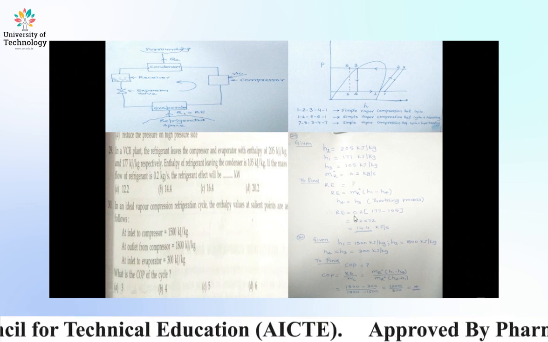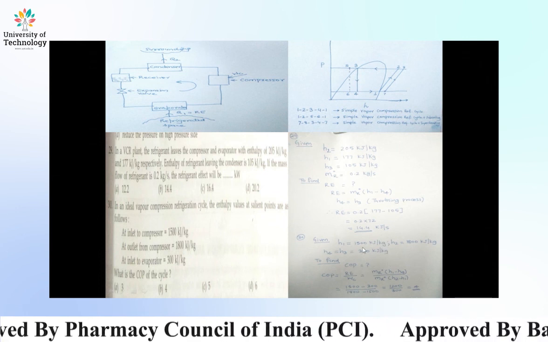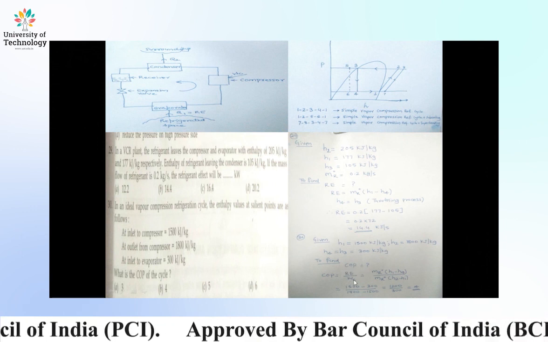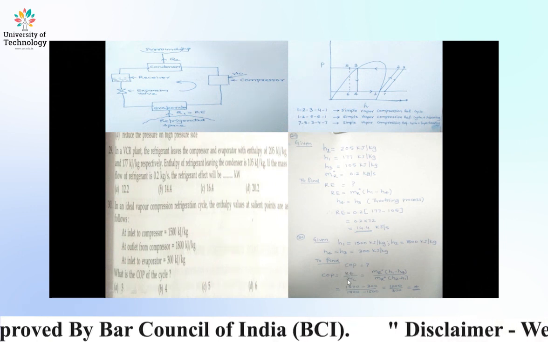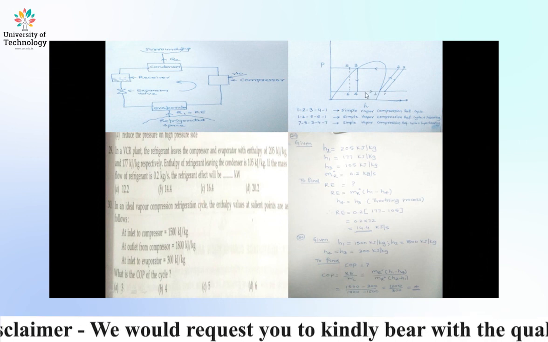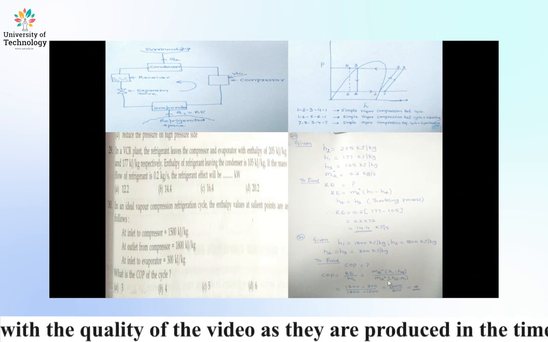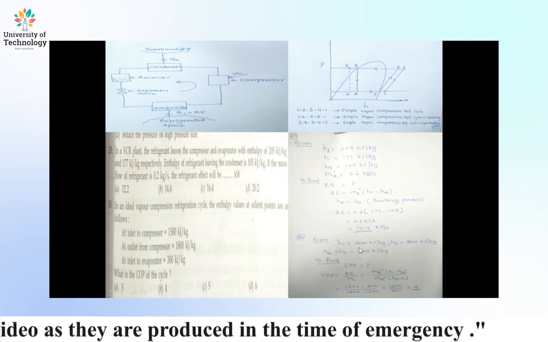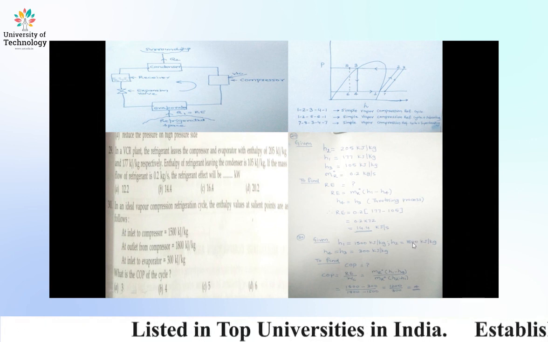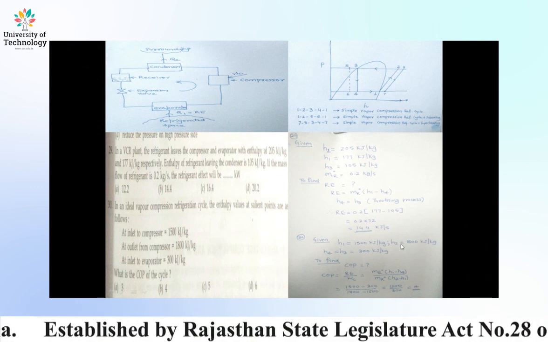Then what is the COP of the cycle? The coefficient of performance equals refrigerant effect upon compressor work. Refrigerant effect equals Mr dot times H1 minus H4, and compressor work equals Mr dot times H2 minus H1. Putting in the values, H1 and H4 are 1500 and 300, H2 and H1 are 1800 and 1500. So we get the value of the COP, which equals 4. Option B is correct.